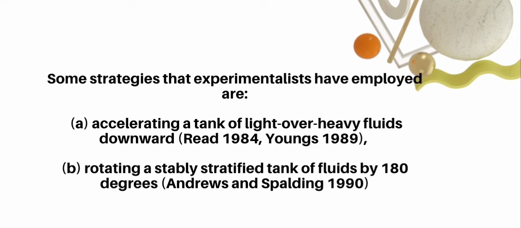These are some strategies that experimentalists have employed. The first one is accelerating a tank of light over heavy fluids downward. We also have rotating a stably stratified tank of fluid by 180 degrees. In addition, we have withdrawing a plate separating a heavy fluid above a lighter one. We also have flowing two fluids past a splitter plate. We also have magnetic levitation of paramagnetic fluids or ferrofluids. Most of the experiments performed to date have returned values.